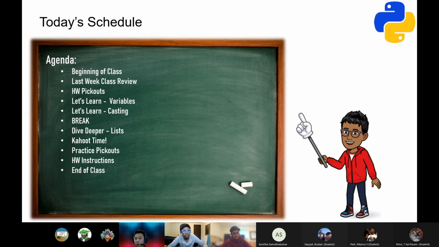This time we won't be having our own homework review because I'll only open up the teacher copy of the homework if people actually have questions. Then we'll be learning about variables. We'll also learn about casting, and then we'll take a 5-minute break. Then we'll dive deeper into lists, which is a data type as we learned in our first week. Then we'll have an actual Kahoot time. Then we'll be having practice pickouts, homework instructions, and then it'll be the end of class.